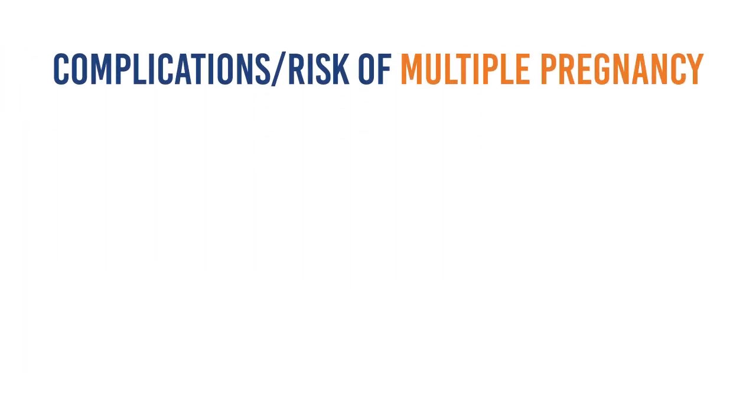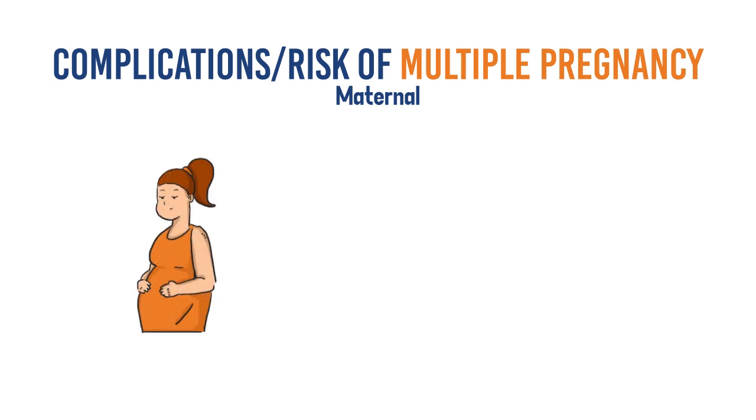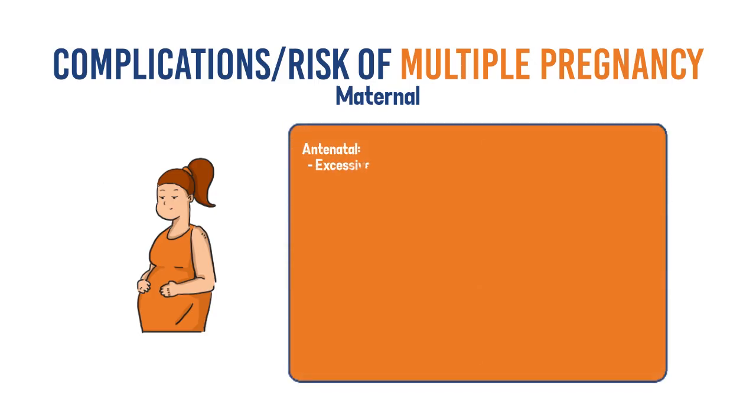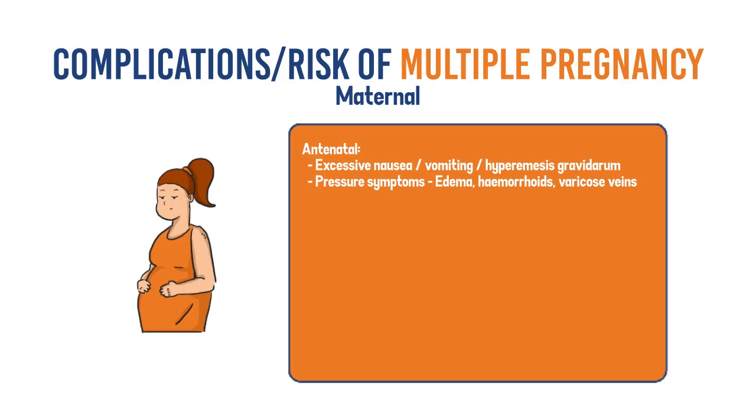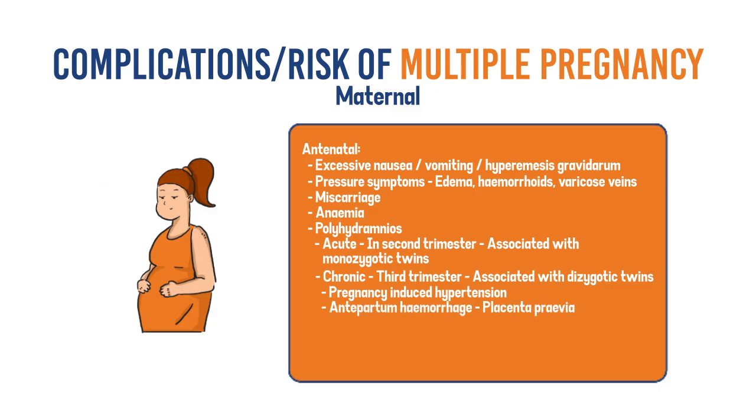Complications and risk of multiple pregnancy may happen to either the mother or the fetus. Maternal complications and risk can be classified as antenatal, intrapartum, and postpartum. Antenatal complications include excessive nausea, vomiting, or hyperemesis gravidarum. Pressure symptoms such as edema, hemorrhoids, varicose veins, miscarriage, anemia, acute or chronic polyhydramnios, pregnancy-induced hypertension, antepartum hemorrhage, abruptio placenta, preterm labor, and/or premature rupture of membranes.